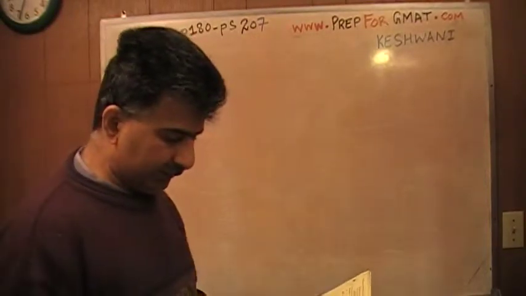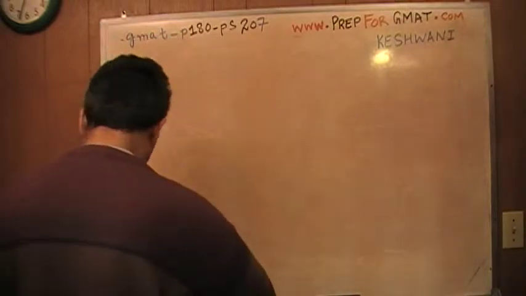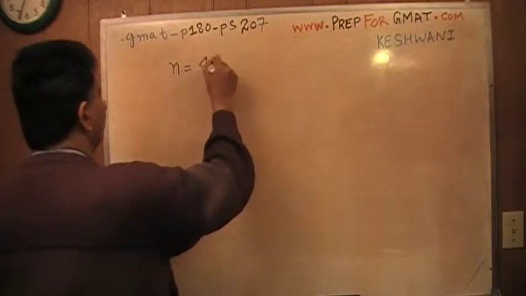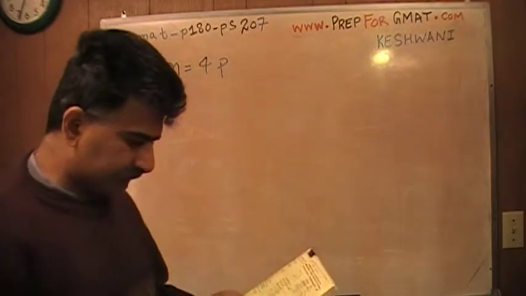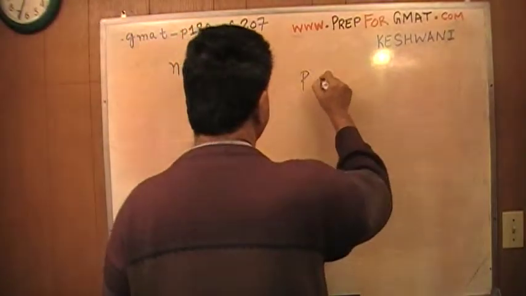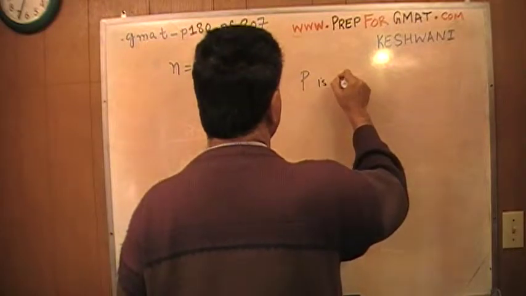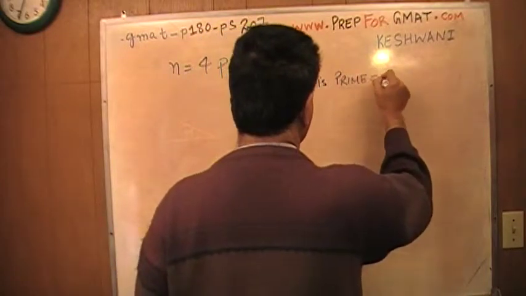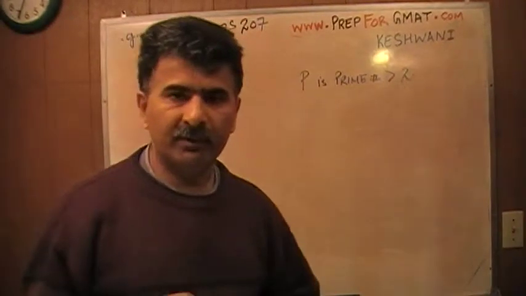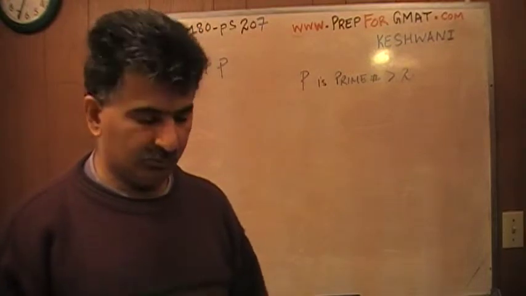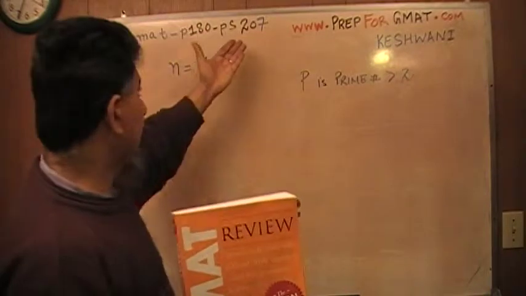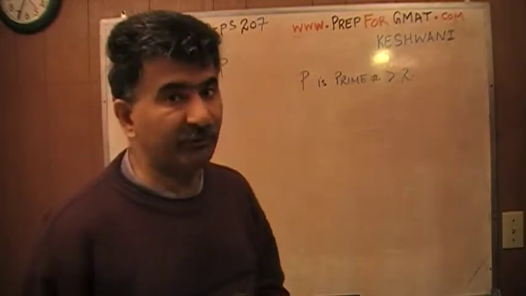It says if n equals 4 times p, and p is a prime number greater than 2. And if you do not know what a prime number is, go through this book here in all the previous questions, 1 through 206. Go through all those problems, and that's what you have to do if you want a decent score.